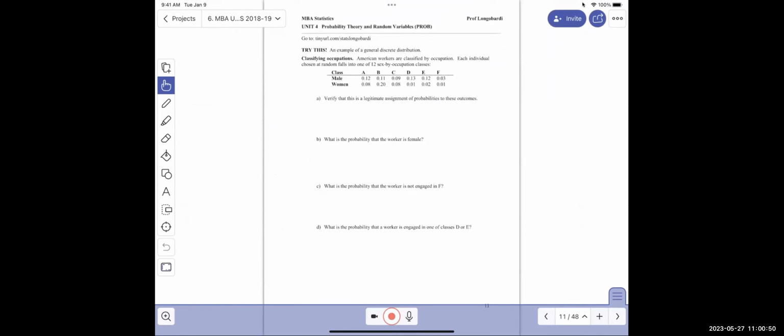All right, so here you have, again, a discrete distribution, discrete because I can list the number of outcomes. But I have 2 different distributions. This is a joint distribution with 2 variables, job class and gender. So let's see what we can do with this exercise here.